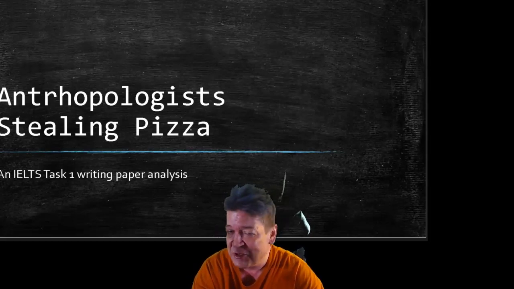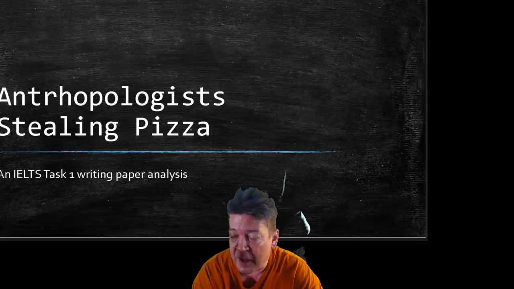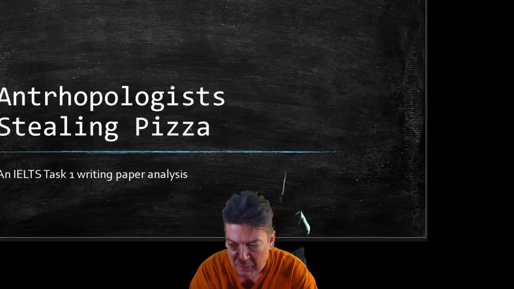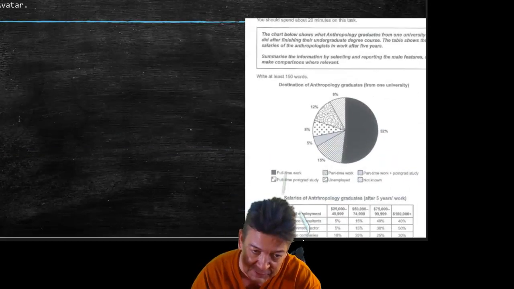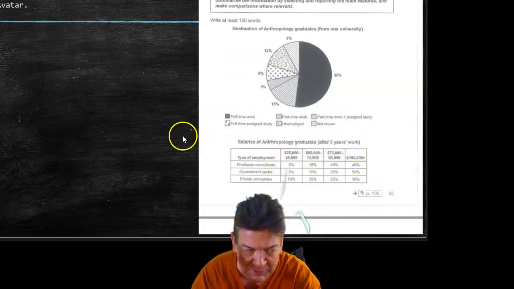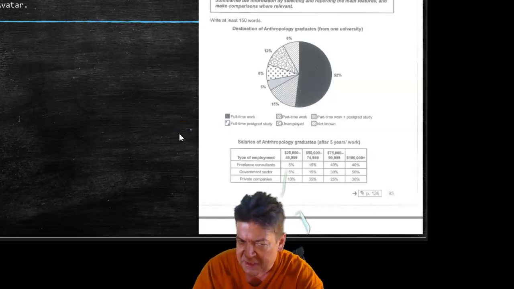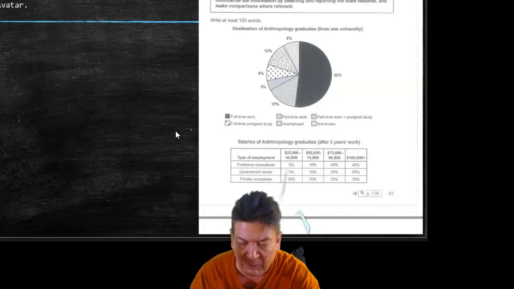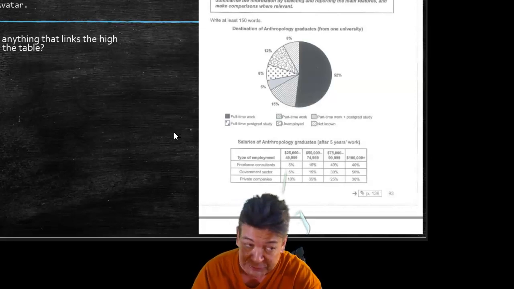I've done several videos on the pie graph and table combination, which we see in this task, which was brought to us tonight by Amidabel. There it is, pie graph, table, just like the land degradation one. But you'll see it doesn't have anything really that connects the two graphics, except for the fact that they're about anthropologists, or people who studied anthropology.